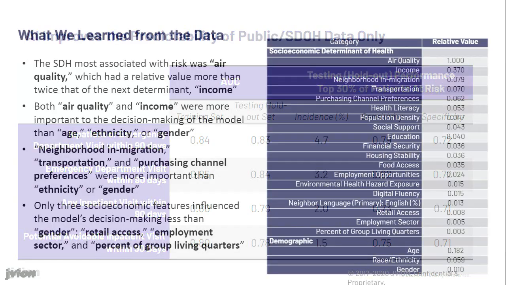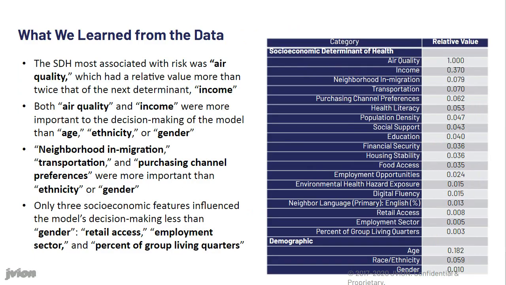We did that by looking really deep and broad at the social determinants of health. So we considered air quality, income, neighborhood and migration, transportation, purchasing channel preferences, health literacy. Not going to read the whole list, but things that are not always considered in these scales: digital fluency, retail access, whether or not people are living in group living quarters, things like dorms, nursing homes, and prisons fit that category.